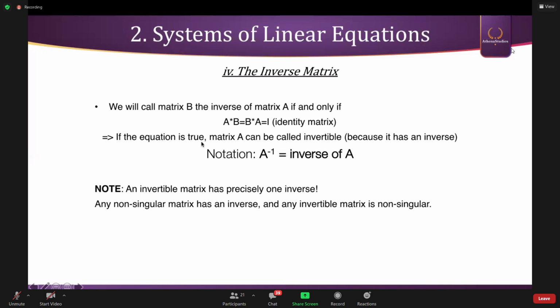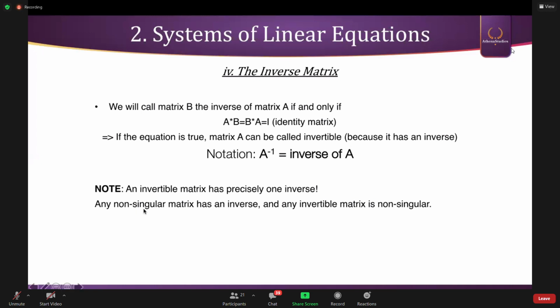If the equation is true, matrix A can be called invertible because it has an inverse. The notation of the inverse of a matrix is the matrix to the power of -1. Therefore, A to the power of -1 will be the inverse of A. Be very, very careful that an invertible matrix has precisely one inverse. It means that there exists only one matrix A to the power of -1 that can be the inverse of A.